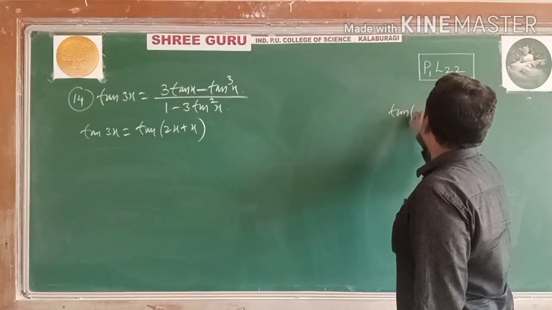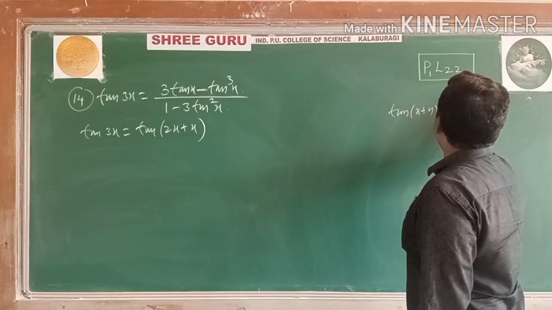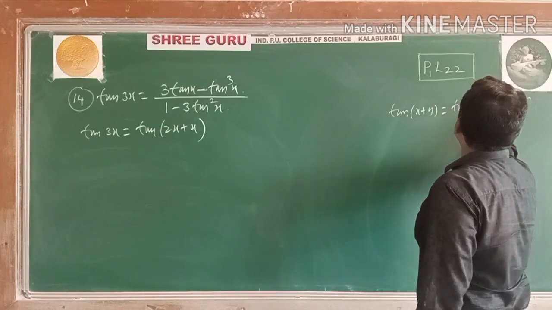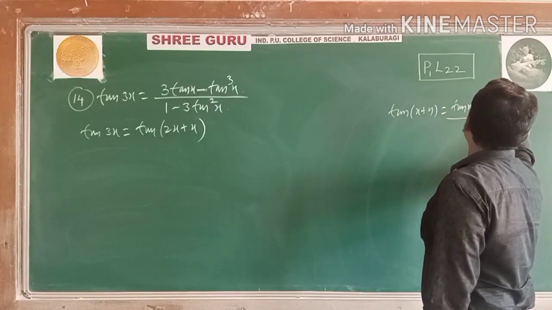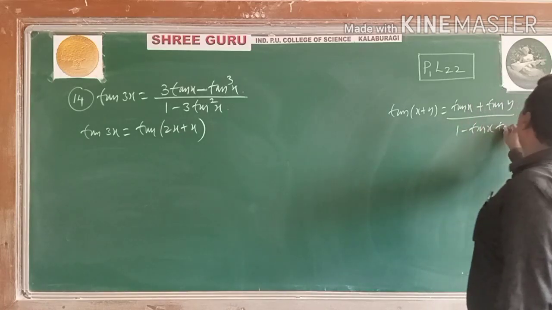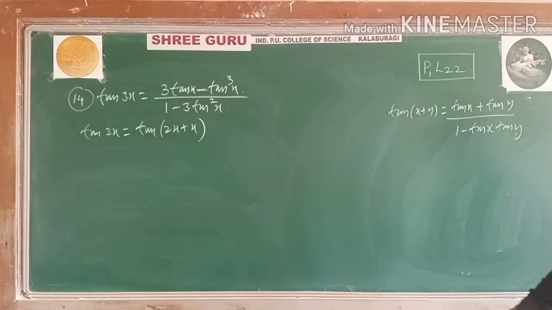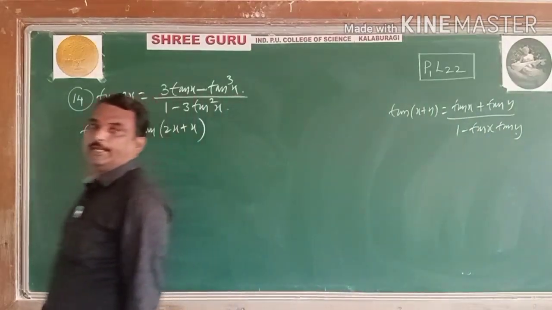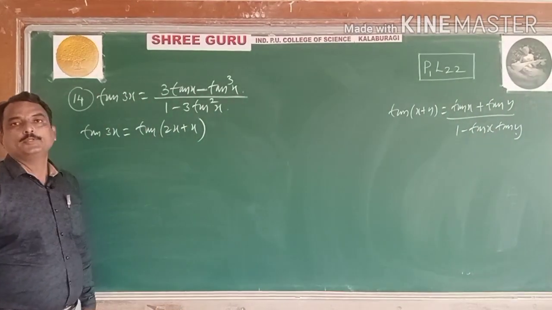So tan of x plus y, what is tan of x plus y? Tan x plus tan y divided by 1 minus tan x into tan y. This is the tan of x plus y formula, the sum of tan formula.